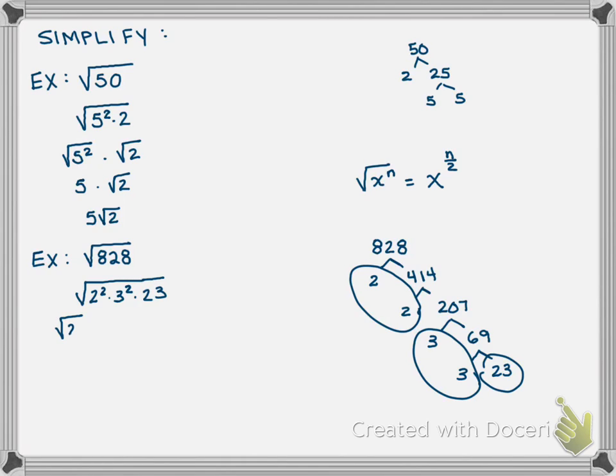So I want the square root of 2 squared times the square root of 3 squared times the square root of 23. So the square root of 2 squared is 2, the square root of 3 squared is 3, and the square root of 23 is just the square root of 23. And when we have multiple factors like this, we can take everything that's not inside the radical and make that our coefficient, and everything that is inside a radical and make it a single radical. So we'll call this 6 times the square root of 23.